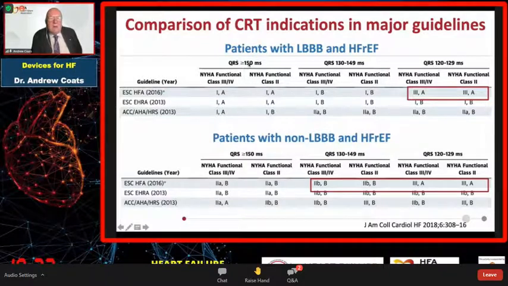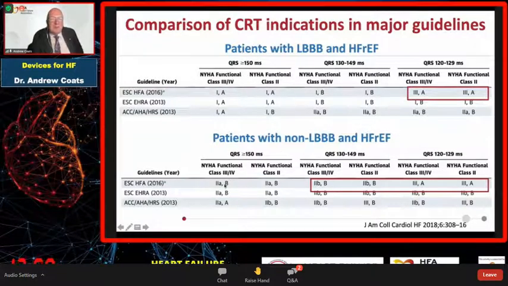The QRS duration greater than 150 in the presence of left bundle branch block is a strong class 1A recommendation for the treatment of heart failure. If the QRS duration is between 130 and 150, it's slightly less strong. And if the QRS duration is less than 130, it should not be used. That's, of course, because of the adverse outcomes found in the ECHO CRT trial.